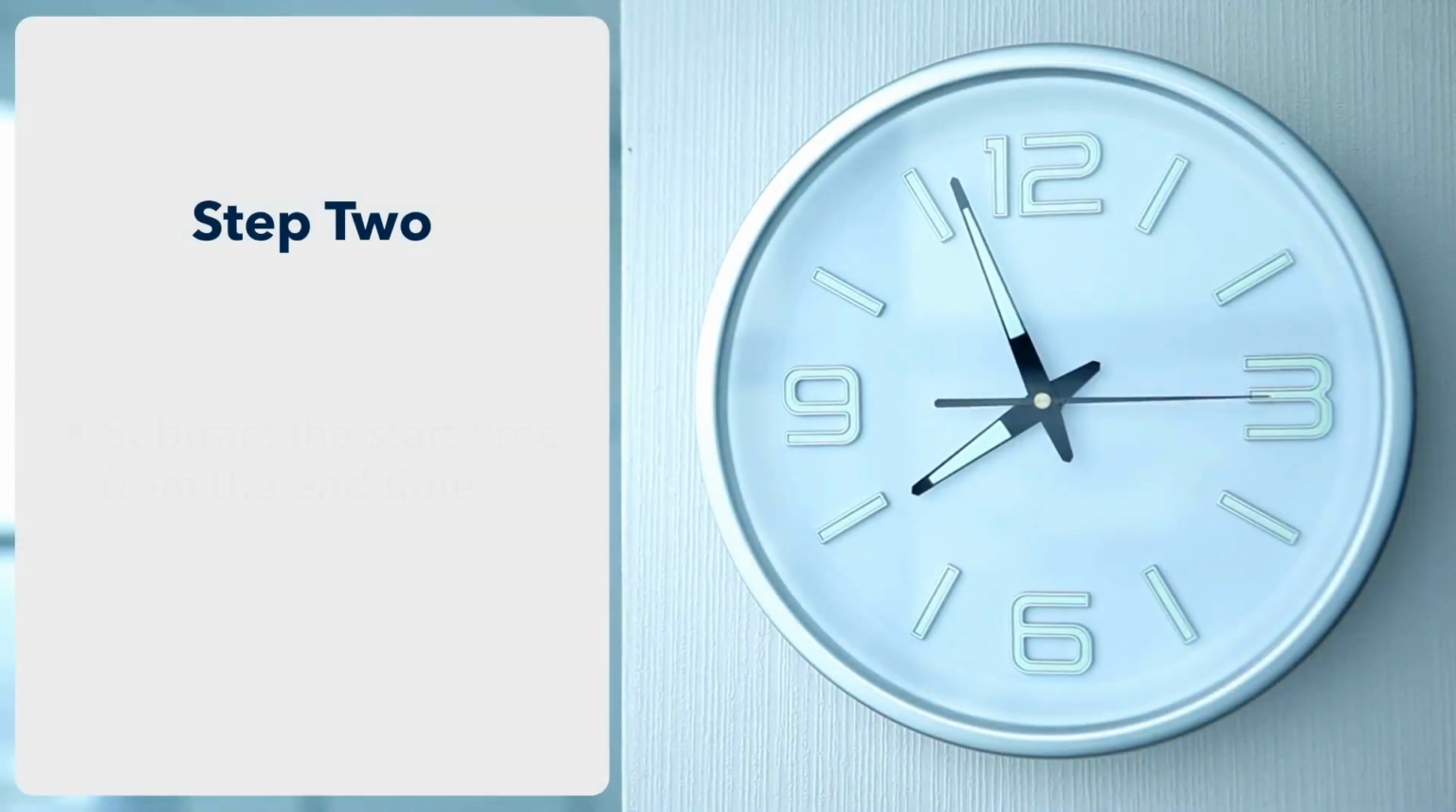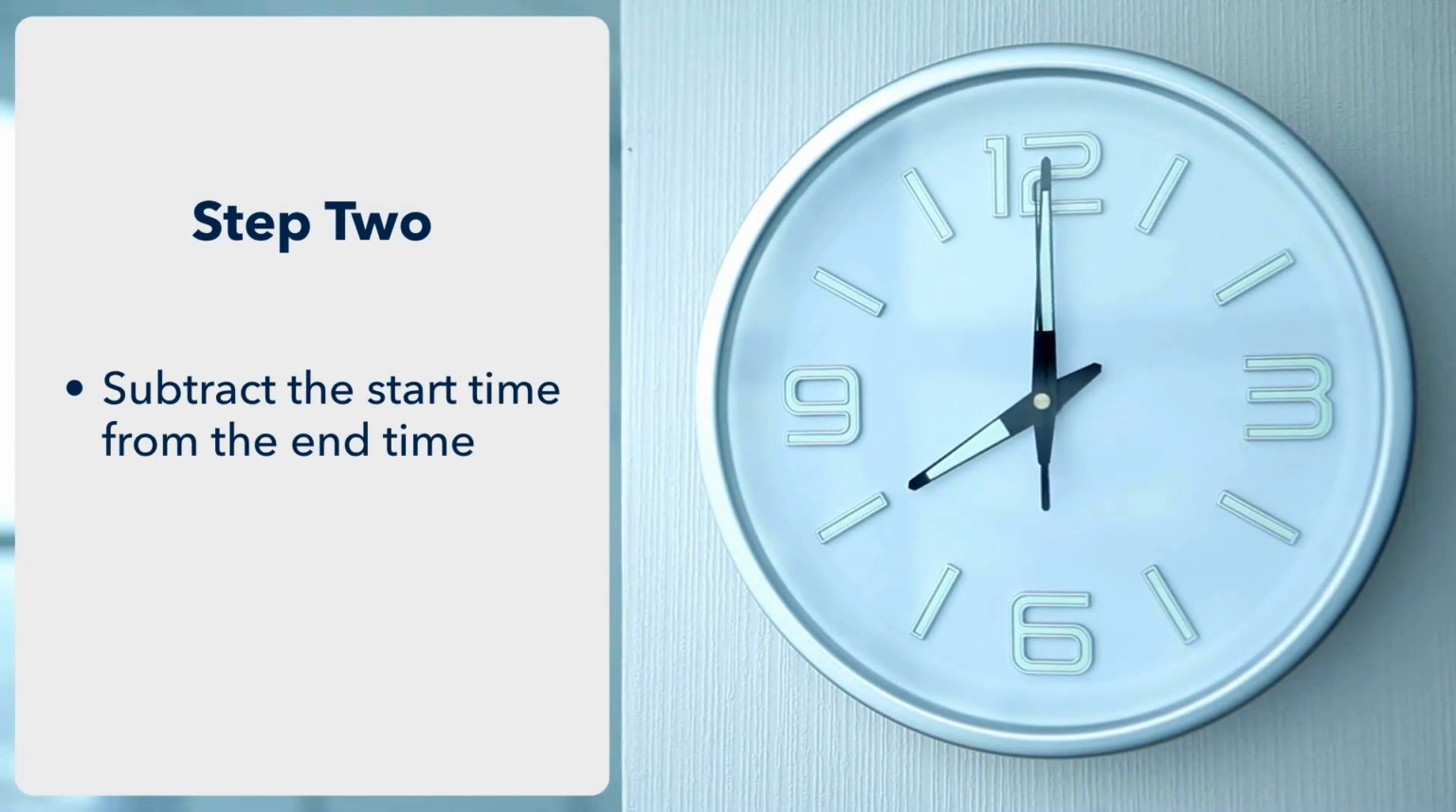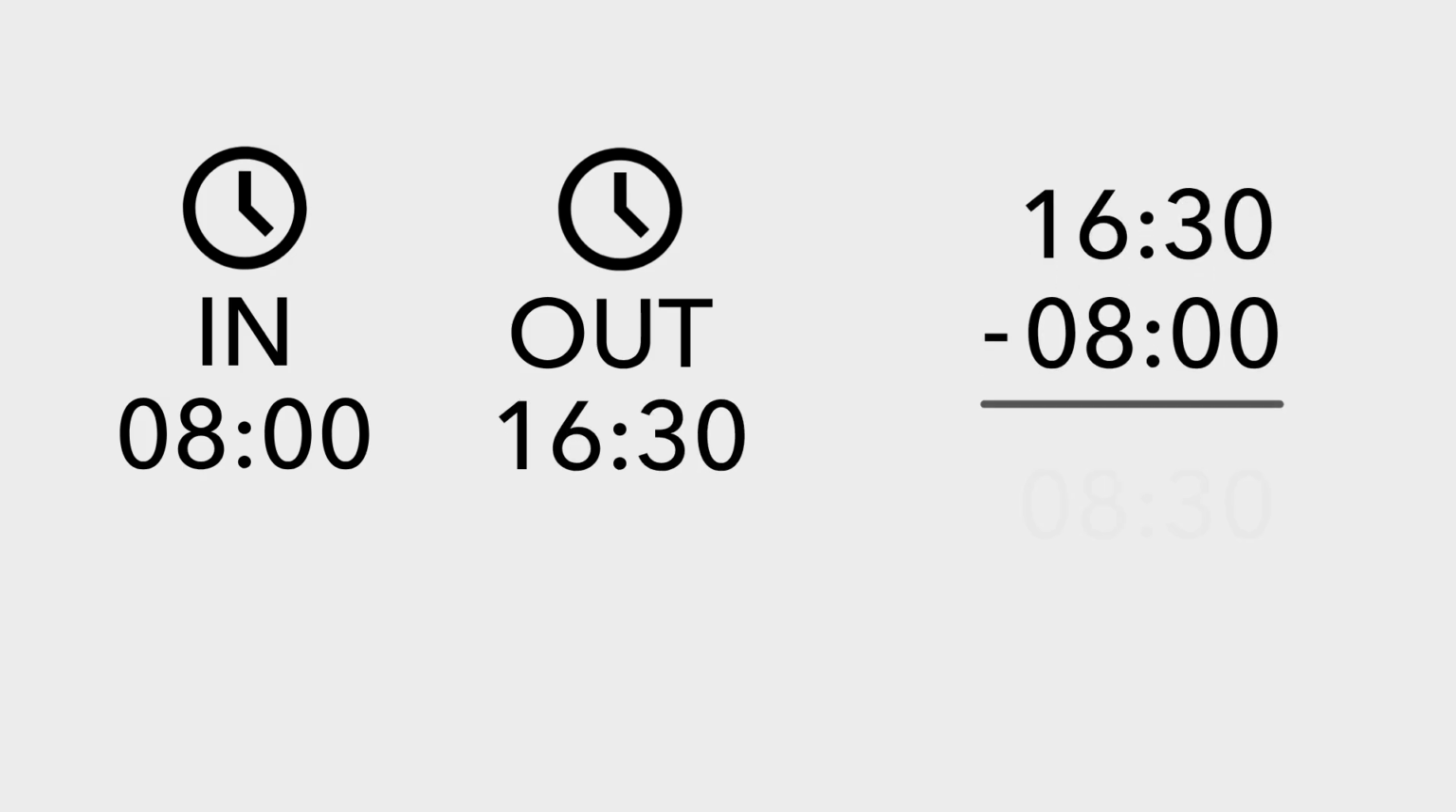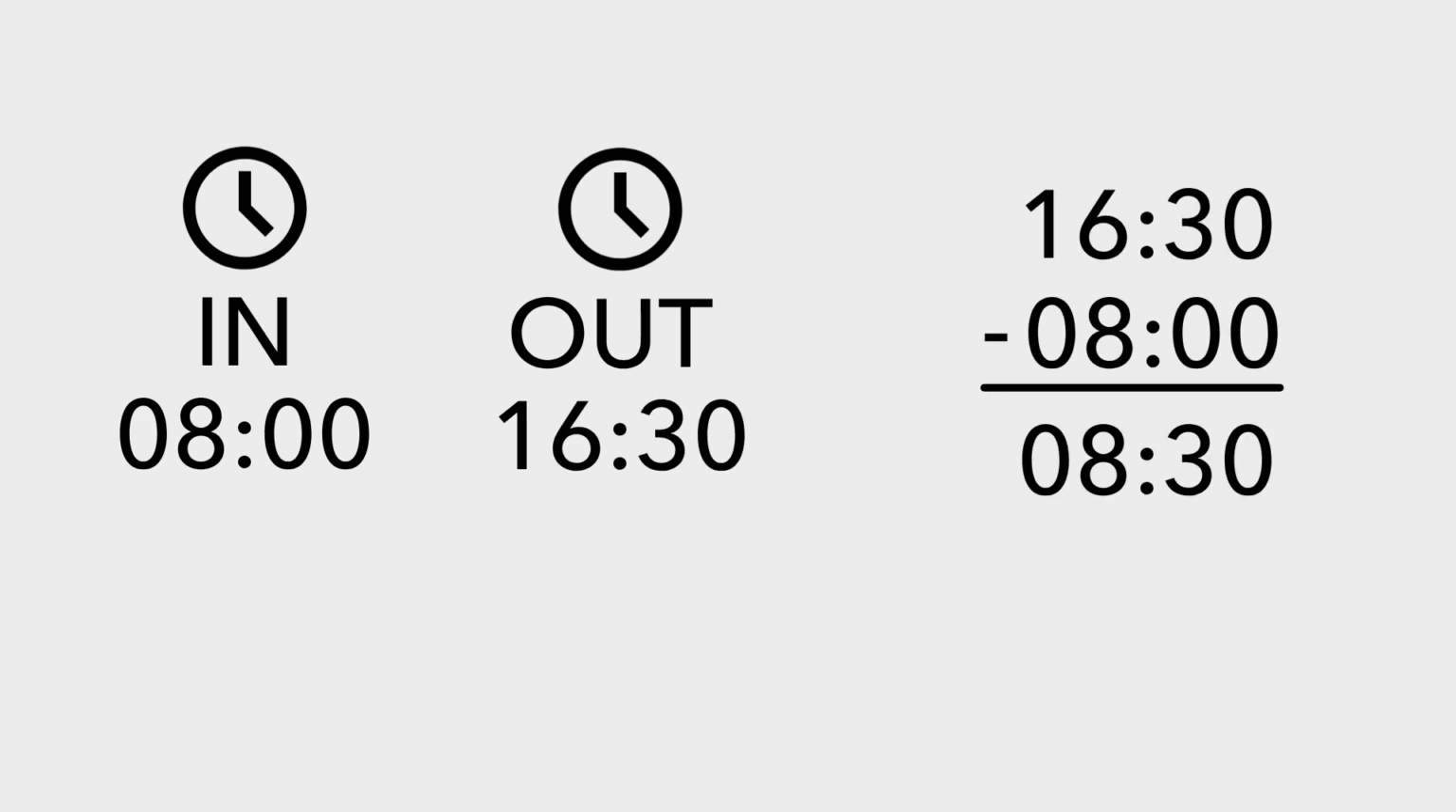Step 2. Subtract the start time from the end time to get the total length of the shift. Say someone clocks in at 8 o'clock and clocks out at 16:30. End minus start gives you 8 hours and 30 minutes, or 8.5 hours. That's the gross shift length. We haven't touched breaks yet, and that's the next step. It's where most people overpay.